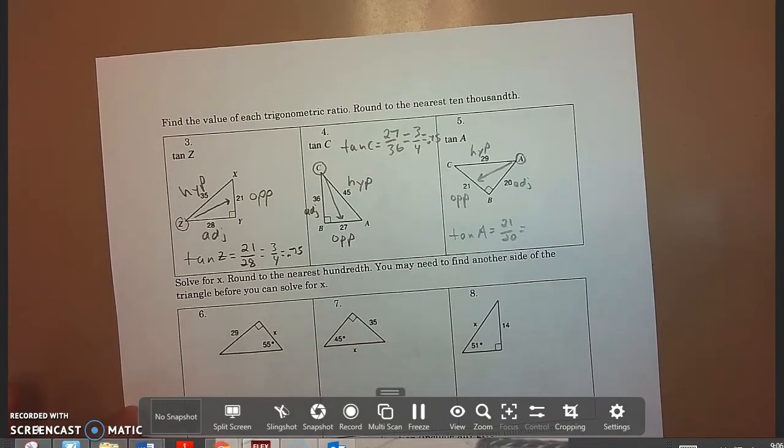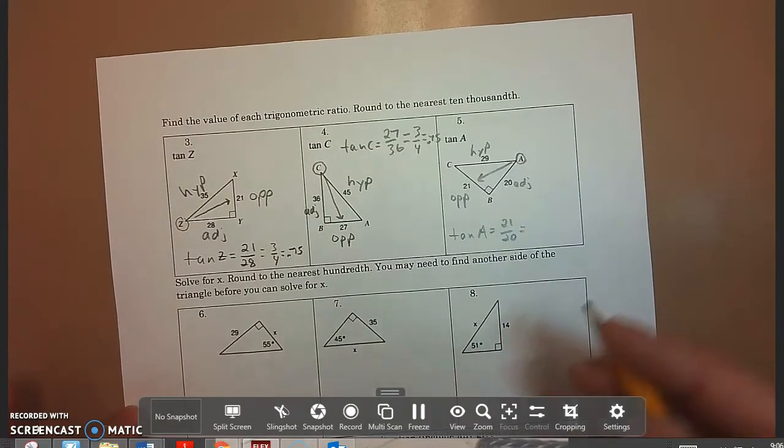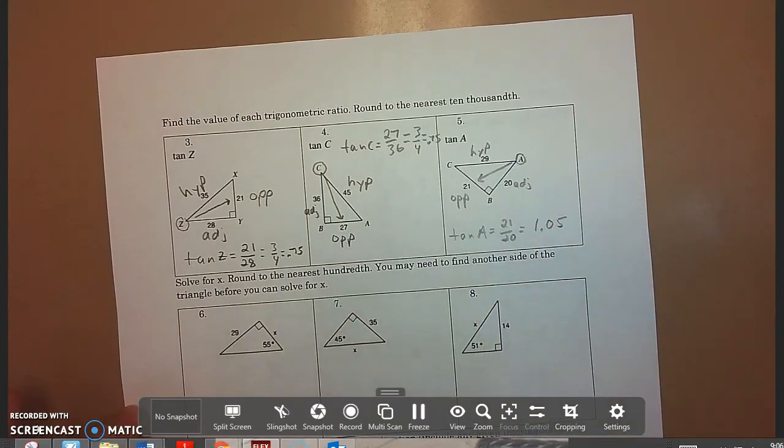And that actually does not reduce nicely. So we'll pop that in our calculator, convert it to a decimal. We get 1.05. Alright, and that's how you find the tangent of an angle in a right triangle.